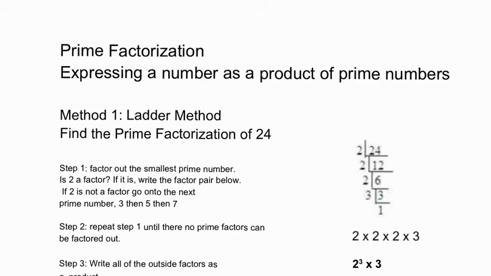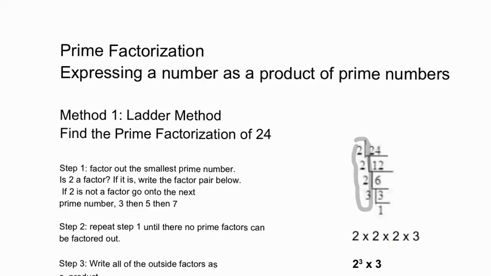So now I'm done factoring out my prime numbers, and those prime numbers are the ones on the left-hand side. Okay, so these are all of my prime numbers over here. So I have 2 times 2 times 2 times 3. Or I can express it using an exponent. Because I have 2 times 2 times 2, I have 2 to the third power times 3.